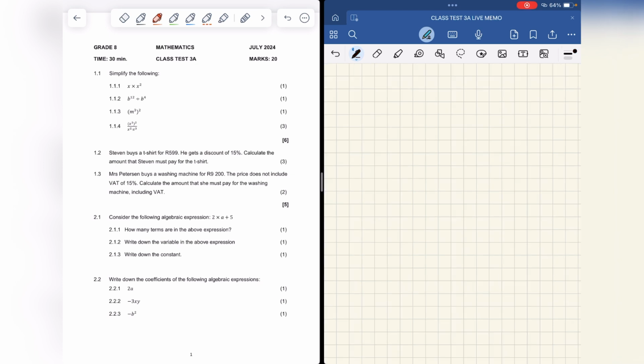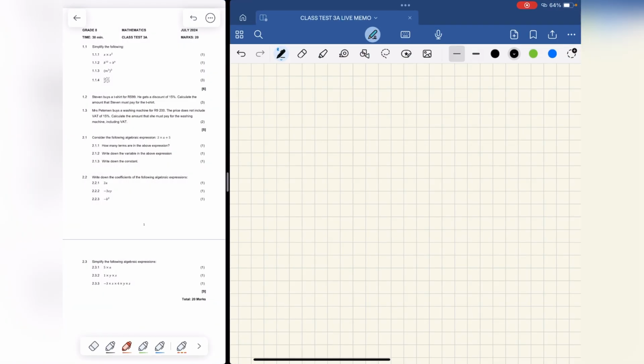So we need to simplify these products, and we've got some division over here. And looks like we're going to have to use our laws of exponents. So for 1.1.1, we have x multiplied by x to the power 2.